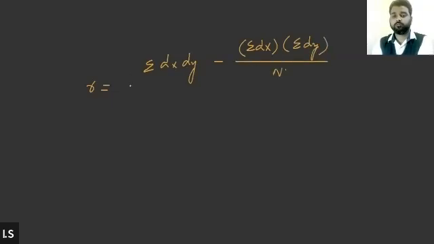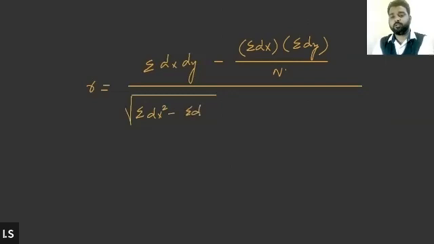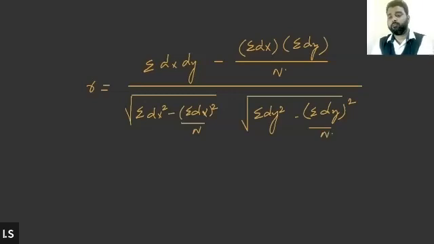So the formula for the shortcut method is sigma dx dy minus sigma dx multiplied with sigma dy, divided by the number of items, and the entire value will again be divided by the under root of sigma dx square minus sigma dx whole square upon n, multiplied with sigma dy square minus sigma dy whole square upon n. So this is the formula that we need to apply in this question.